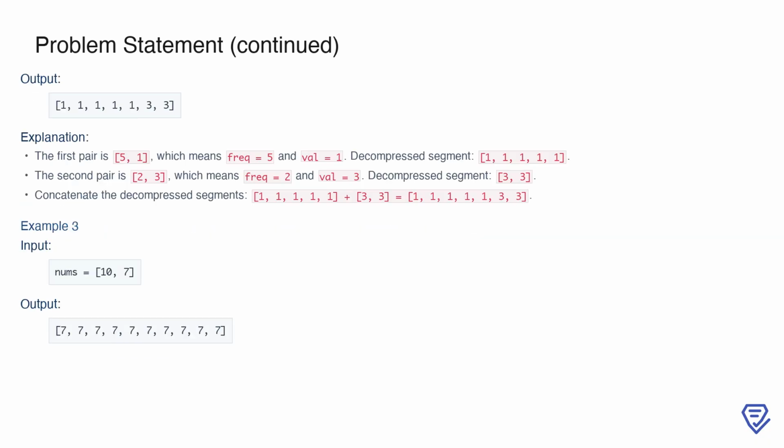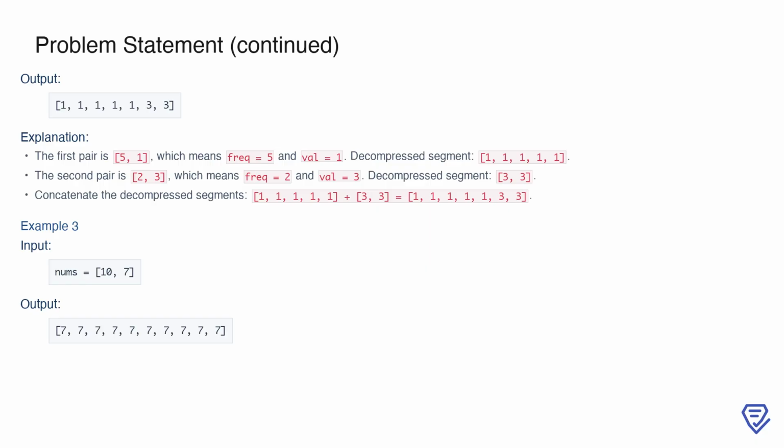Now consider the case where nums equals 10, 7. Here, there is only one pair, 10, 7, meaning frequency equals 10 and val equals 7. This tells us to repeat the value 10 times, resulting in a decompressed segment of 7, 7, 7, 7, 7, 7, 7, 7, 7, 7. Since there is only one pair in the input, this segment is the entire output.